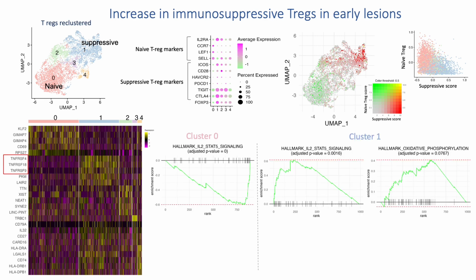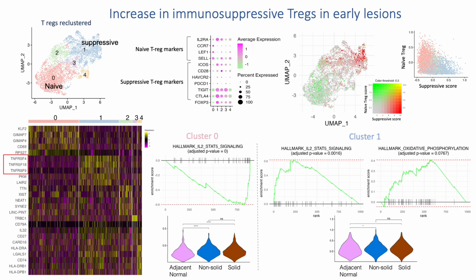Additionally, Cluster 0 was characterized by increased expression of TNF receptors 4, 18, and 9, which are known to be highly expressed in tumor-infiltrating Tregs. The IL-2-STAT5 signaling pathway and oxidative phosphorylation pathways that are known to be related to the suppressive activity of Tregs were both upregulated in this cluster. In Cluster 0, the IL-2-STAT5 signaling pathway was downregulated, further suggesting that Cluster 0 represents naive or resting Tregs. Even though there was not a significant change in the distribution of the Treg clusters between tumor and normal samples, both Cluster 1 and Cluster 0 displayed an increased suppressive score in the non-solid and solid components.